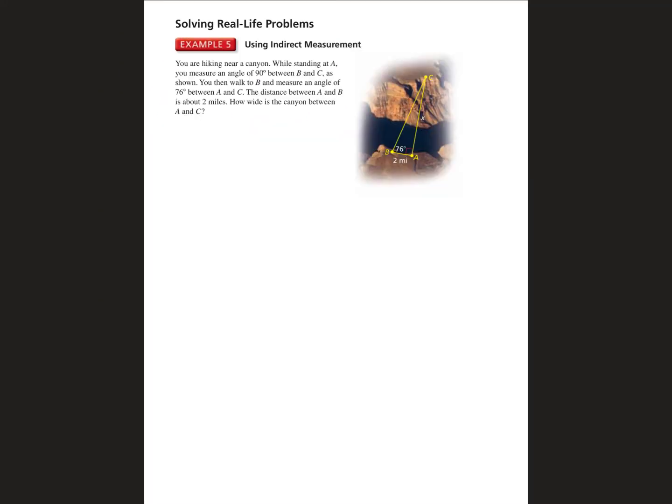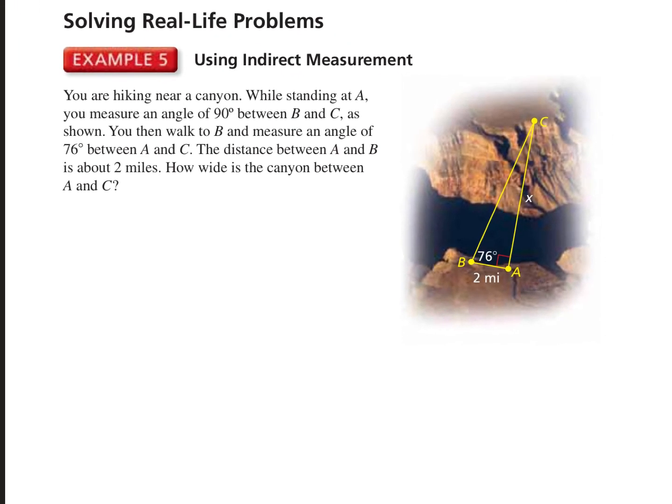Example 5, we have a word problem. When it gives us the picture, it's pretty much the same thing we've been doing. It's not too bad. You are hiking near a canyon. While standing at A, you measure an angle of 90 degrees between B and C as shown. You then walk to B and measure an angle of 76 degrees between A and C. The distance between A and B is about 2 miles. How wide is the canyon between A and C? So we're looking for this length here, X.